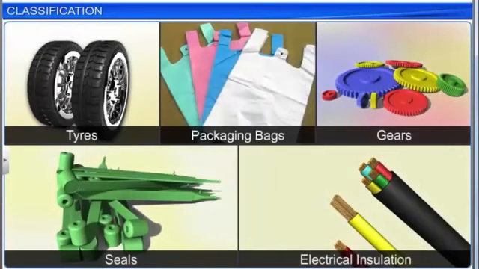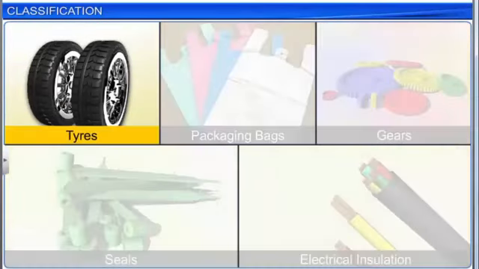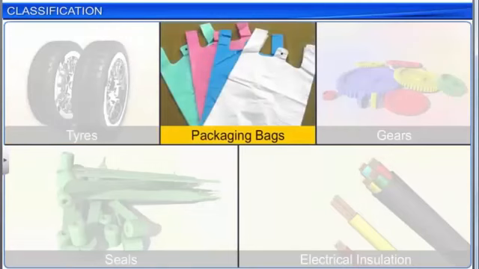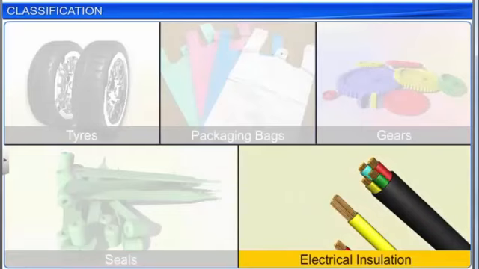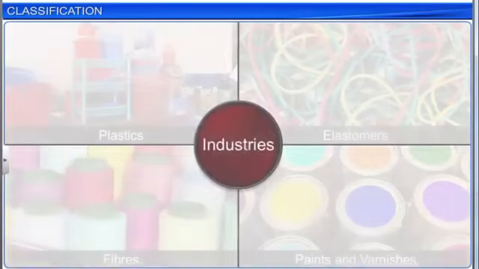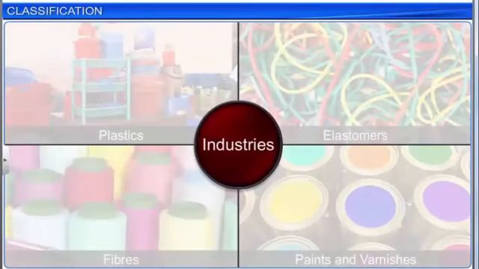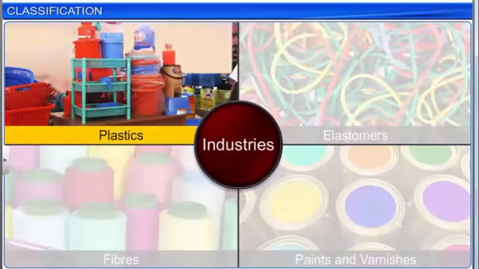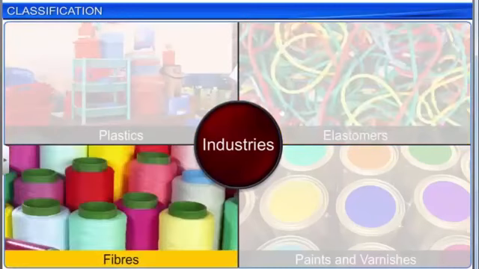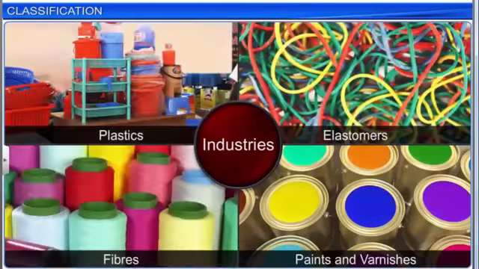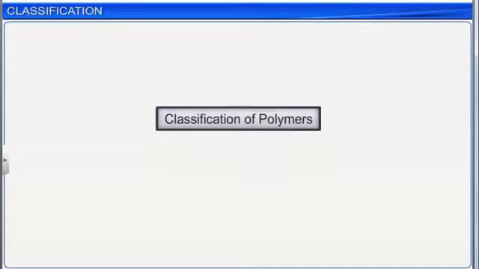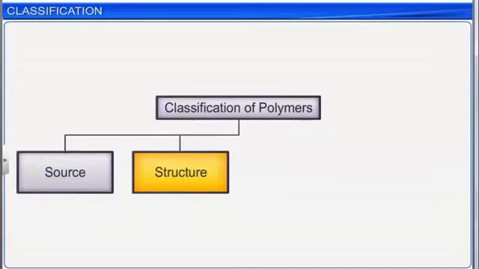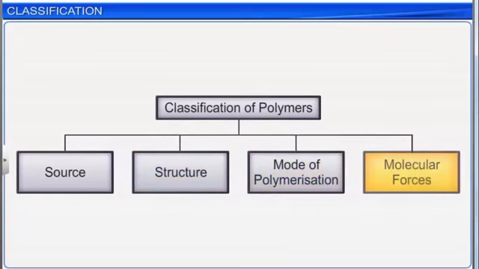Other materials made from polymers include automobile tires, packaging bags, gears, seals, and electrical insulation. Polymers are the basis for 4 major industries: plastics, elastomers, fibers, and paints and varnishes. Polymers can be classified in a variety of ways. They can be classified on the basis of their source, structure, mode of polymerization, molecular forces.